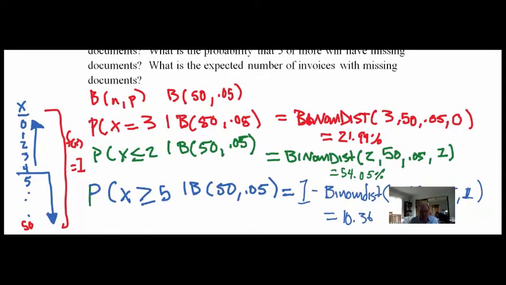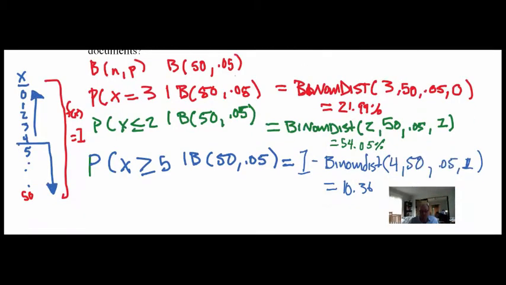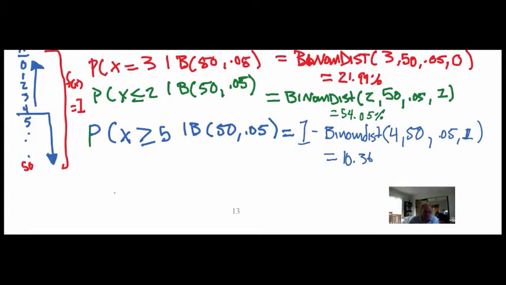So the last part: what is the expected number of invoices with missing documents? This one, we can actually just think about intuitively. So if I have 50 documents, and from the past I figured out that 5% are expected to have missing shipping documents, those are the outcasts of our population. So of these 50, how many are expected to have missing? Well, 5% of those. That's all that's expected. So what is that? 50 times 0.05.